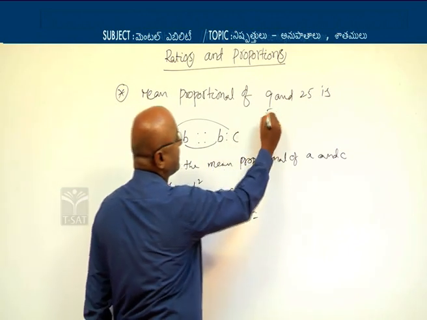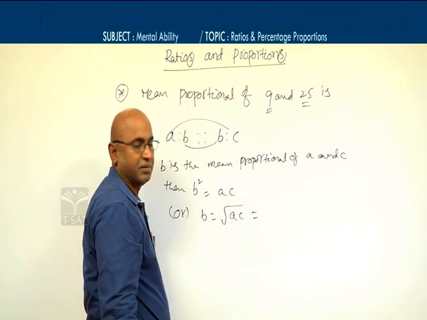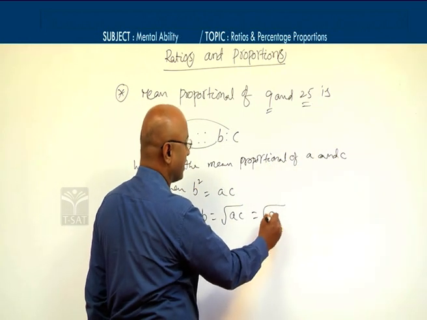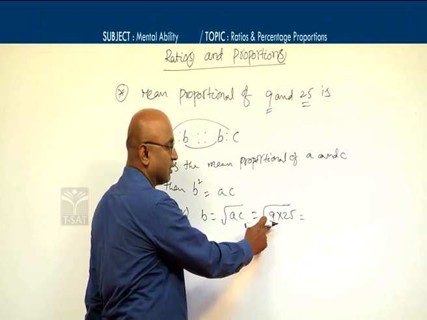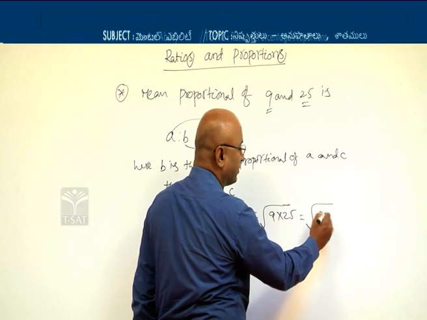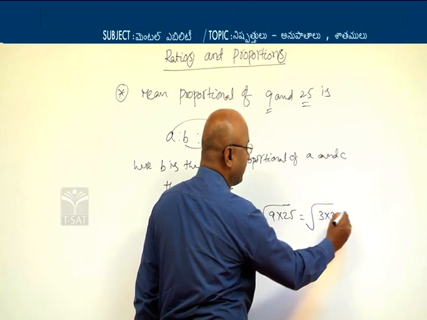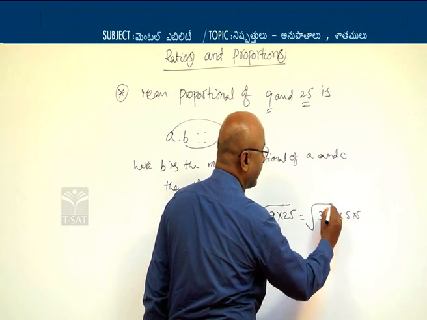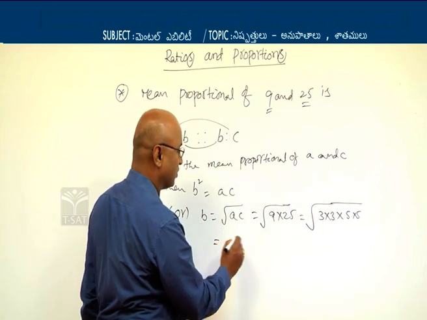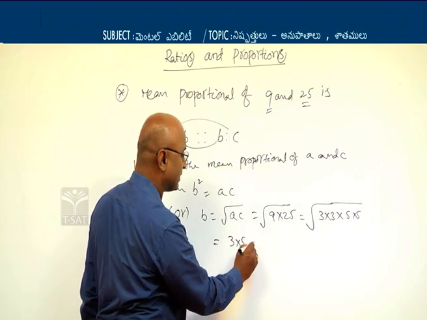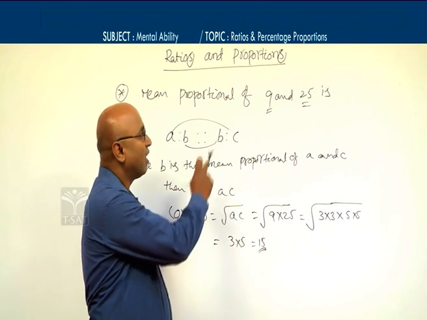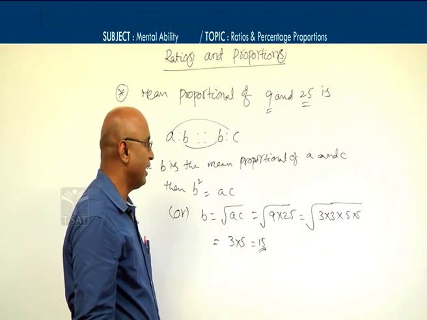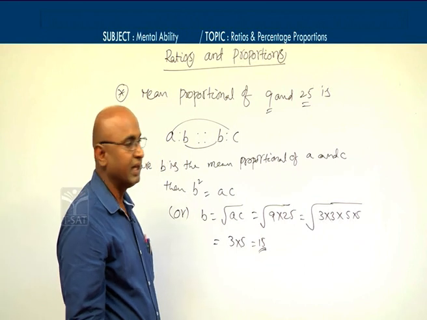Here A and C are 9 and 25. Now substitute those values. Square root of 9 into 25. 9 can be written as 3 into 3 and 25 can be written as 5 into 5. That is equal to 3 into 5, that is equal to 15. So the mean proportional of 9 and 25 is 15.